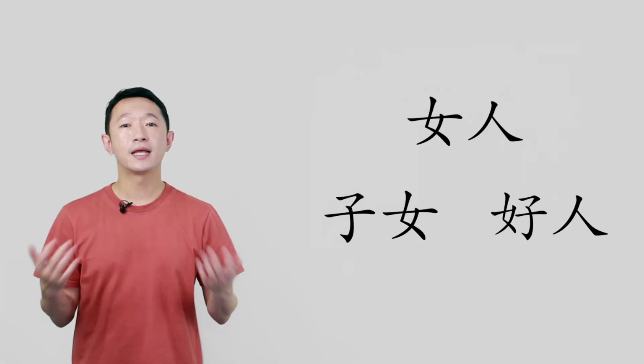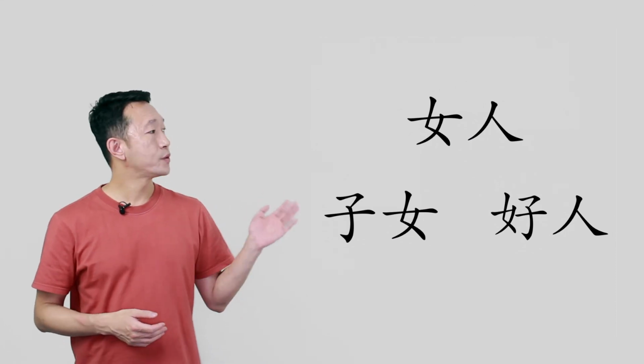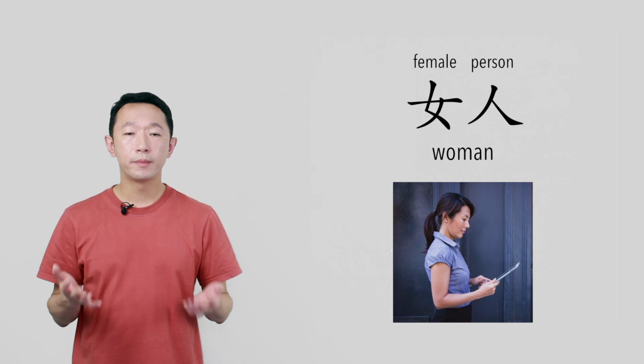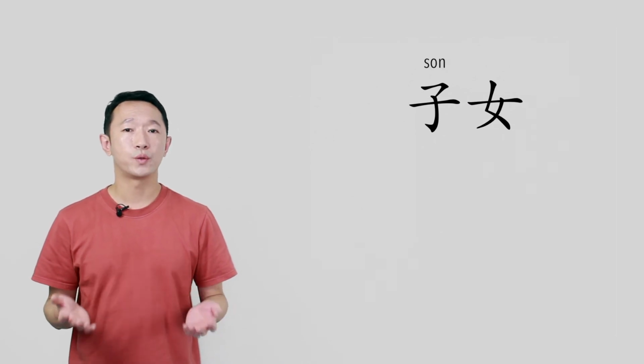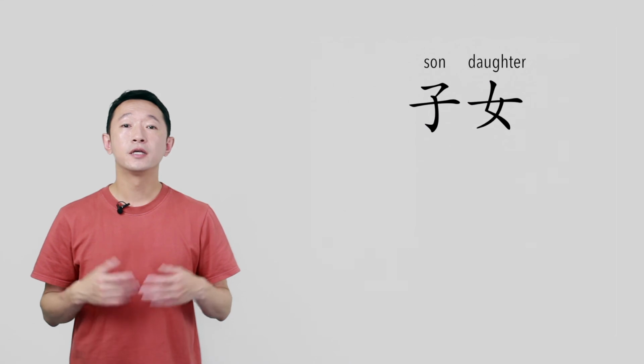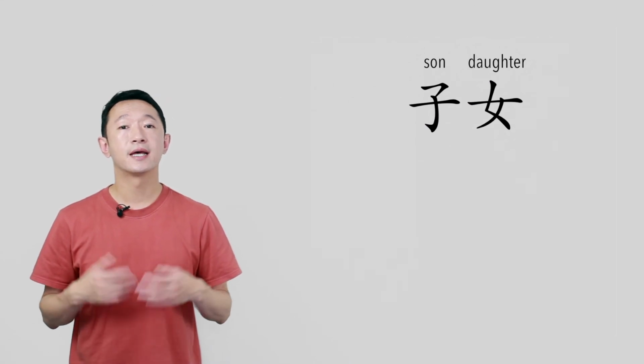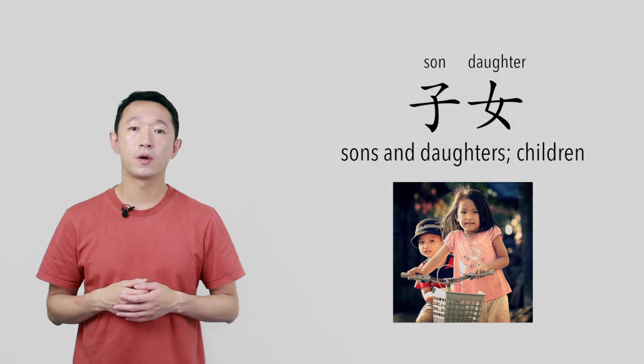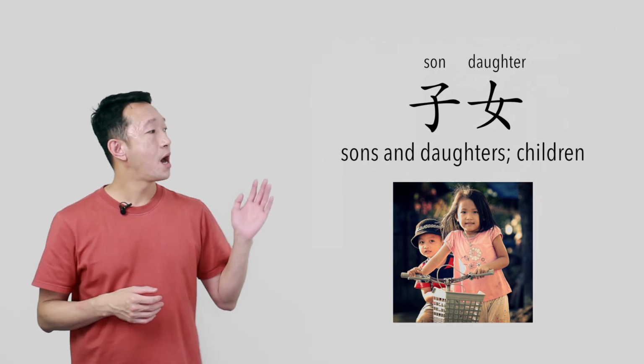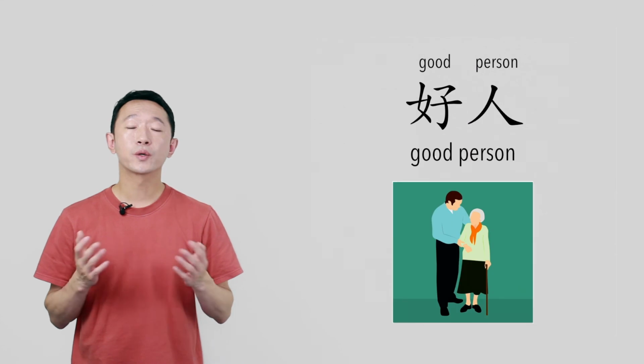Now pause your video and try to read some words for yourself. Let's read them together. 女人 literally means female person. The real meaning is woman. 子女, here 子 means son, 女 means daughter. So the meaning of 子女 is sons and daughters, or children. 好人, good person.